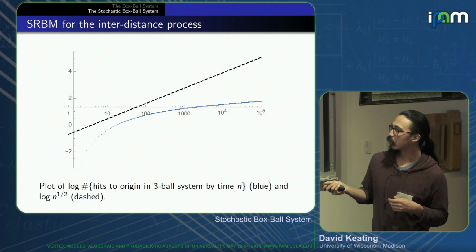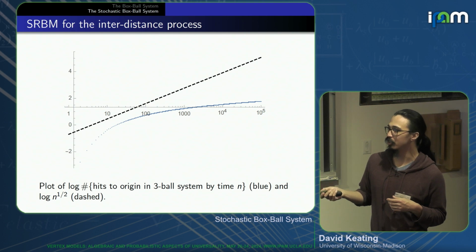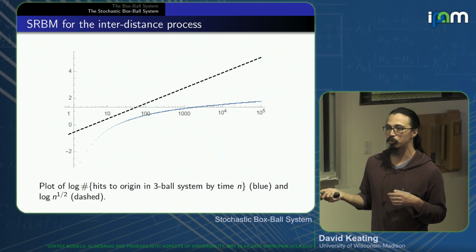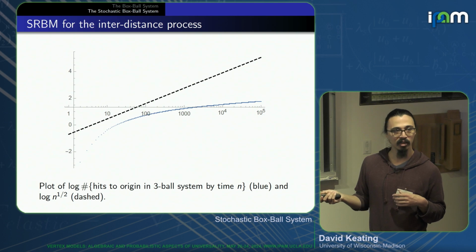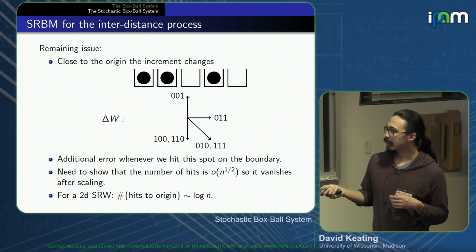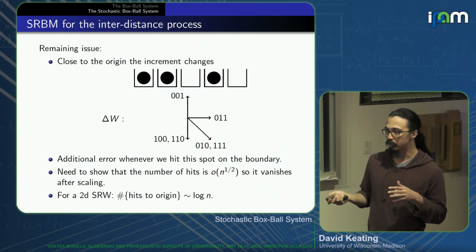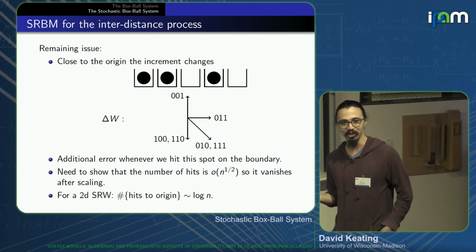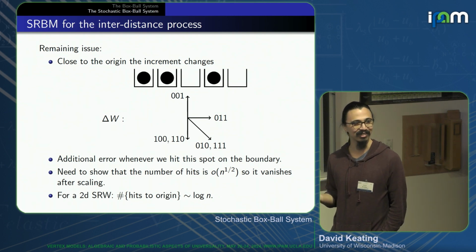So this is the log of the number of times that you hit the origin compared to the log of n to the 1/2. So this is just a log plot. So this is just a line of slope 1/2, and the number of times we hit the origin by time n really seems to be growing much smaller than n to the 1/2. So it should be that the extra error we get near the origin is small, but I haven't been able to make this precise. Okay.